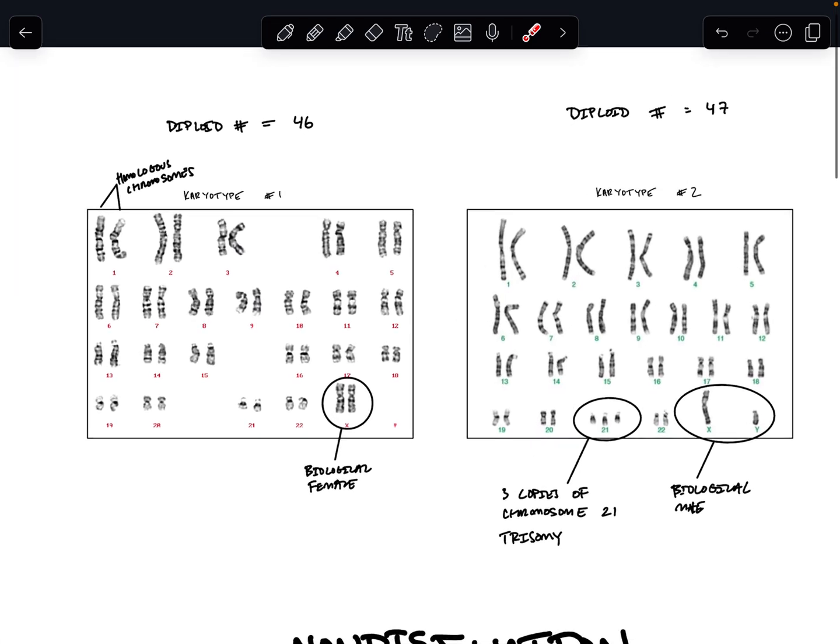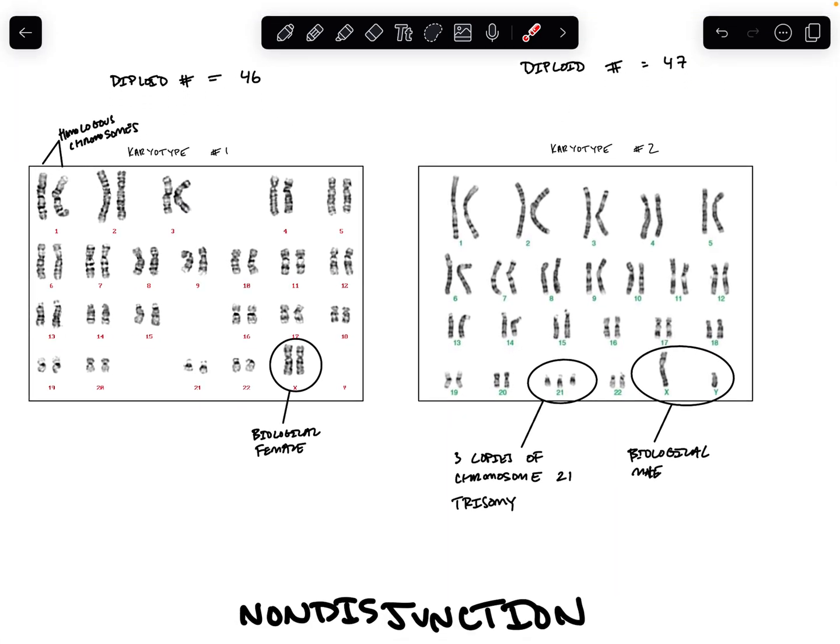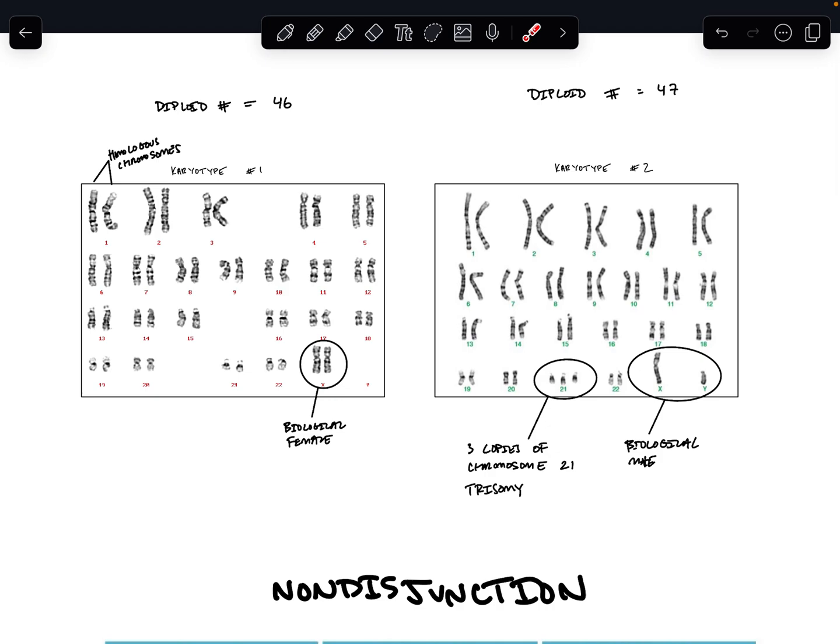It's the result of nondisjunction, likely in an egg, but it also could happen in sperm production. And we see the most common trisomy is trisomy 21, that you also see individuals sometimes that have trisomy number 18 or trisomy number 13.